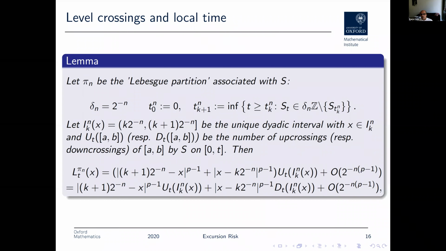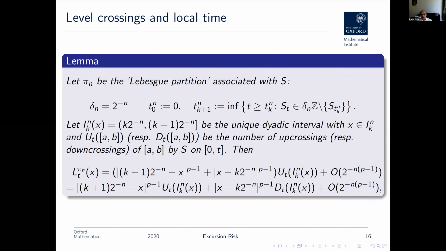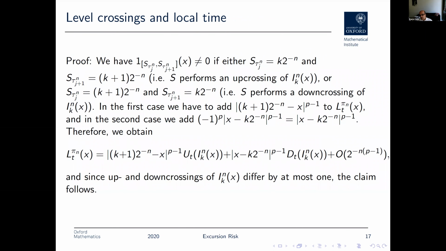You can see that there's a time ordering here. You look at the value at the end of the interval minus x. Depending on whether you up cross or down cross, the end of the interval will be a or b. So this changes the expression: it will be a minus x or b minus x, but you get one of the two, and the number of terms will be the up and down crossings. So that's exactly the proof.